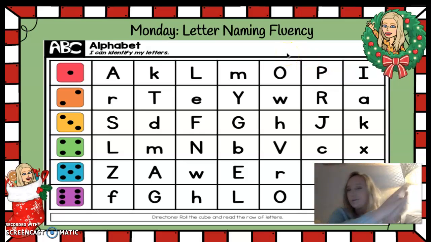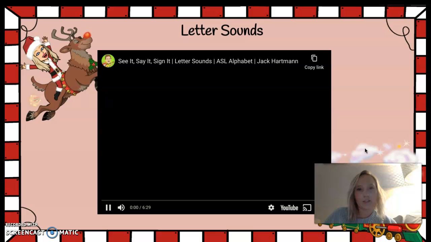Ready? Okay, I rolled the number 4. So what dice shows the number 4? The green dice. Very good. So I'm going to read it and then you're going to read it. Ready? L, M, N, B, V, C, X. Your turn. Excellent. Good job.